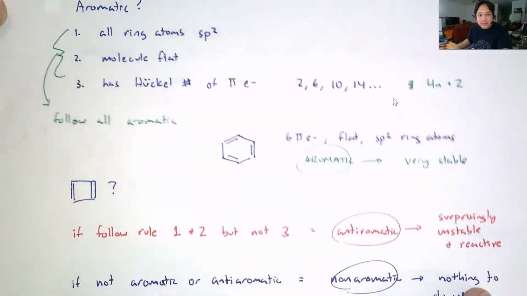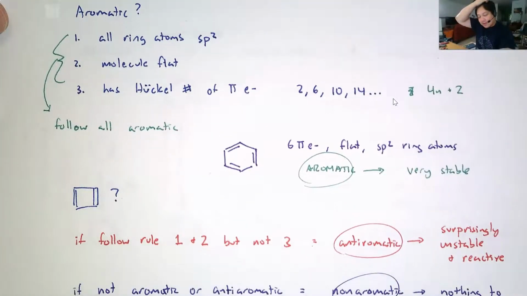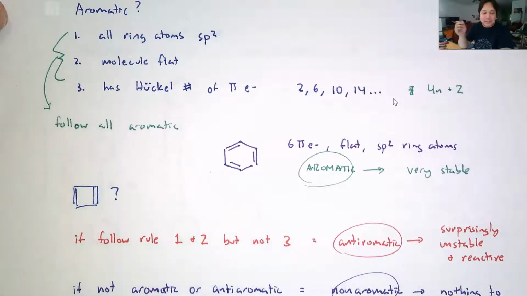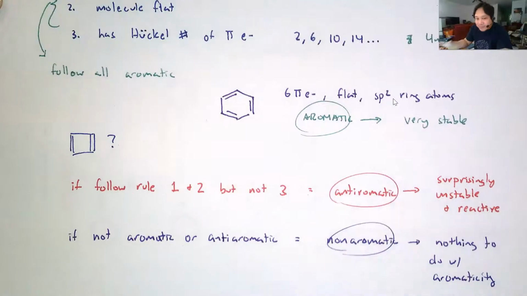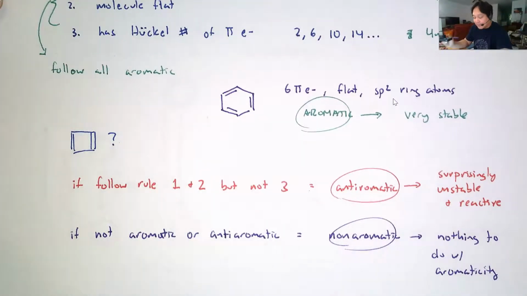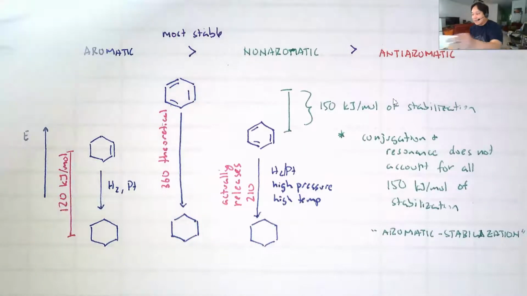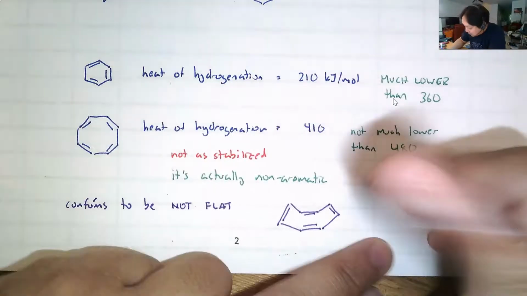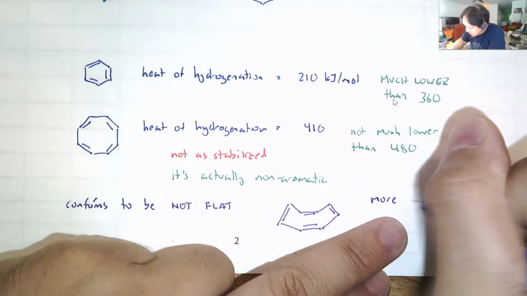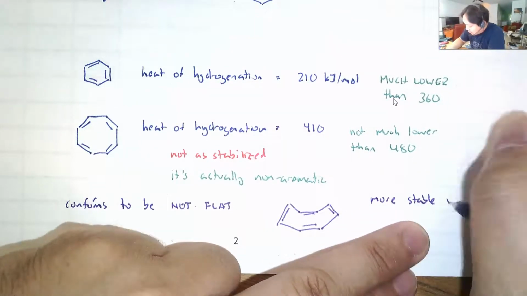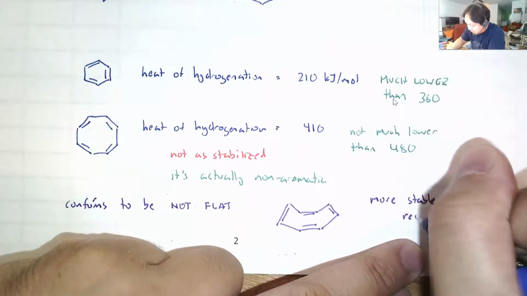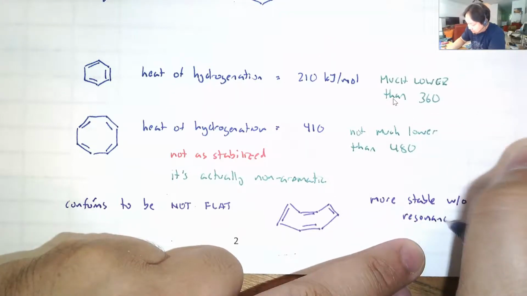Okay, and knowing that a molecule just by twisting, molecules are dynamic, the molecule is actually more stable, which is interesting. It's more stable in this conformation. Why is that surprising? More stable without resonance, without being flat.